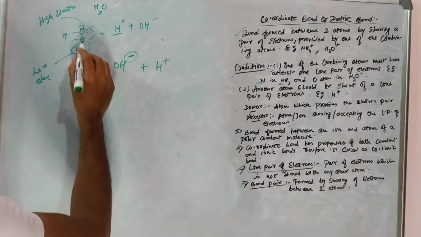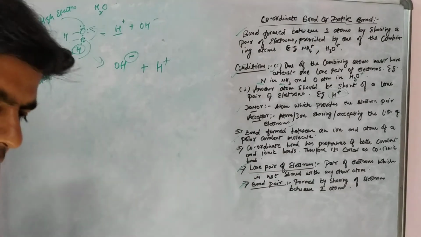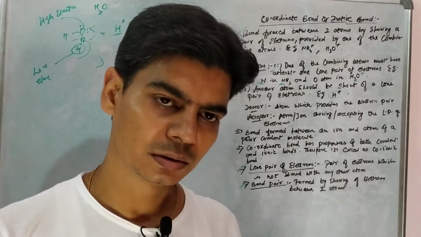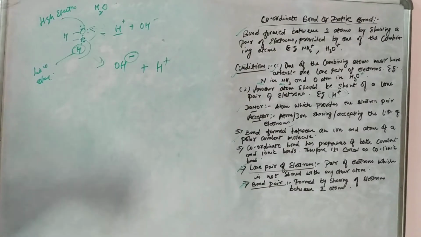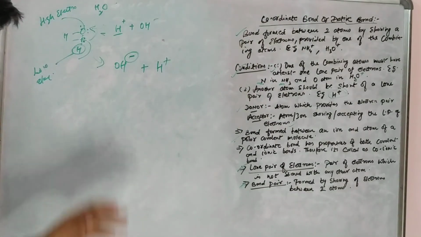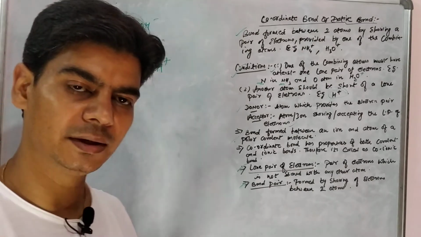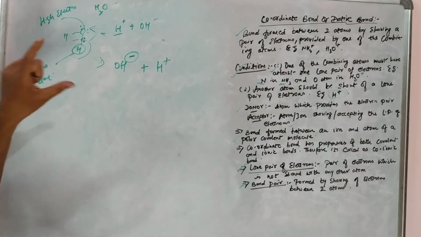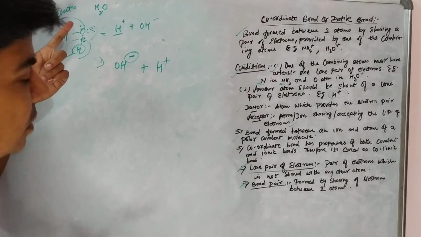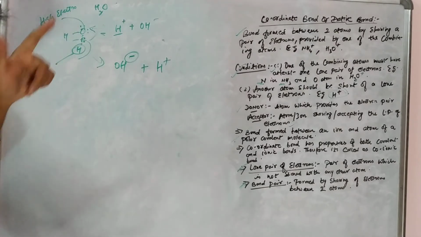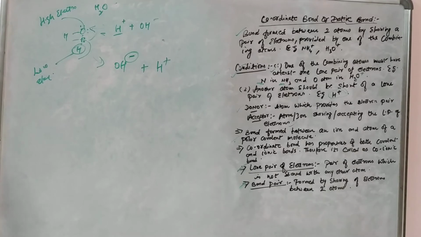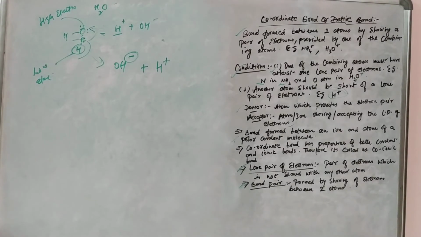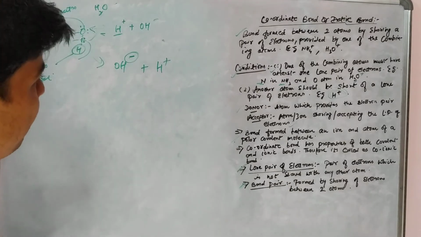This negative charge was due to the high electronegativity of the oxygen atom, and due to it, the shared pair of electrons will remain with the oxygen atom. What is electronegativity? It is the tendency to attract the shared pair of electrons, right? Since oxygen has a higher tendency to attract the shared pair of electrons, this shared pair will remain with the oxygen atom, right? So this is it. I hope all this is clear to you, right?